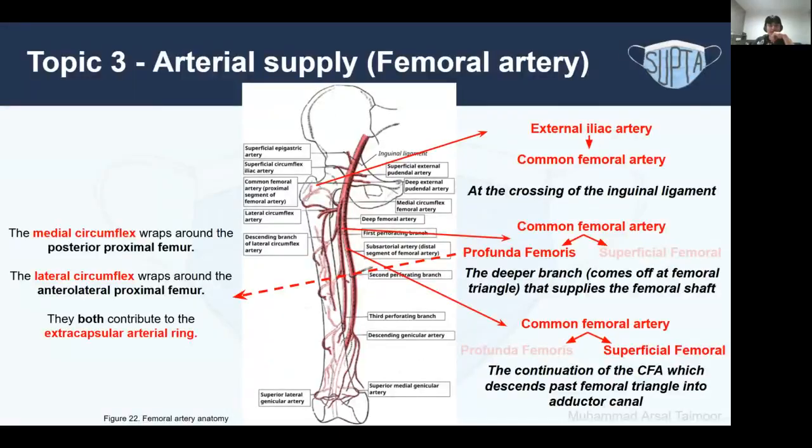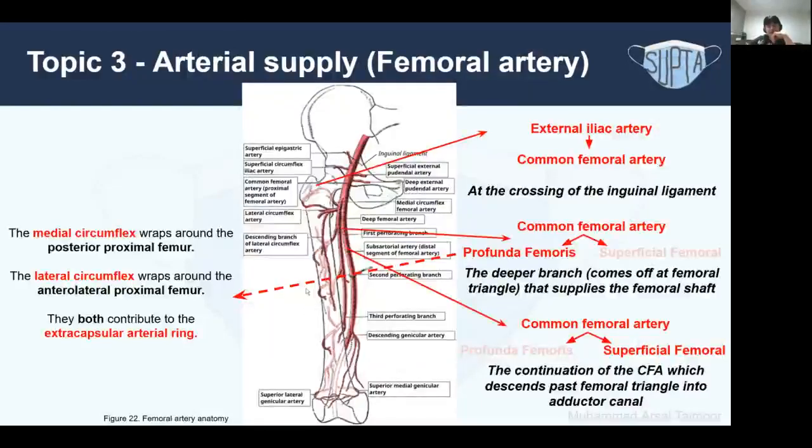I'll quickly go through this. So the arterial supply, the femoral artery, and the most important part really is this part here, but we'll talk about the rest. So you've got the external iliac artery, and then the common femoral artery, which divides into the deeper artery, which is the profunda femoris, and the superficial. So the deeper branch supplies that femoral shaft. So when you get femoral shaft fractures, you get a lot of blood loss, right?